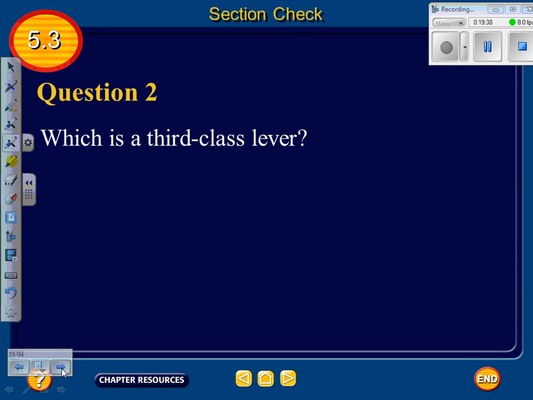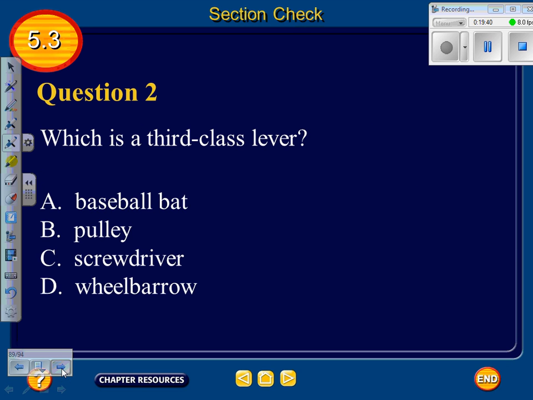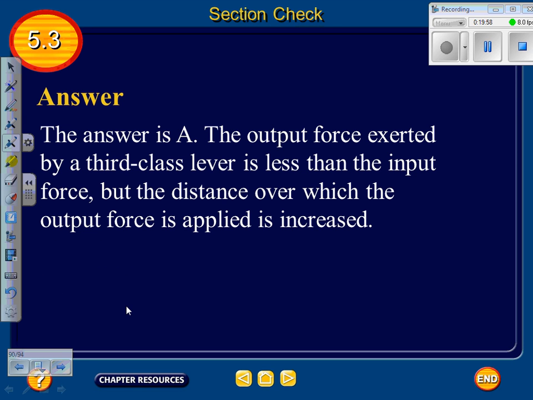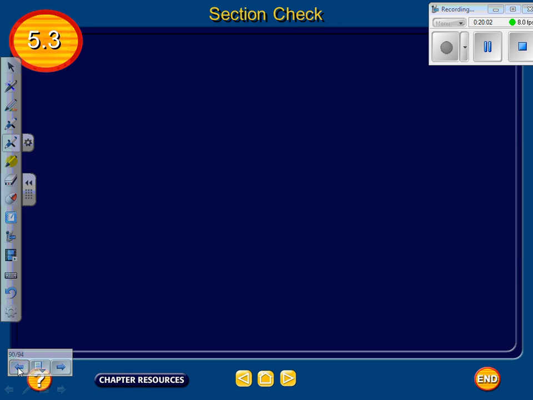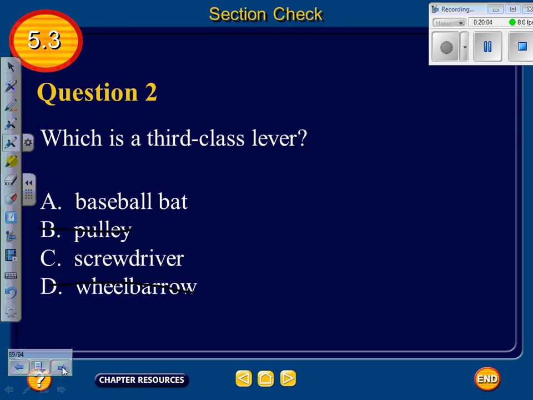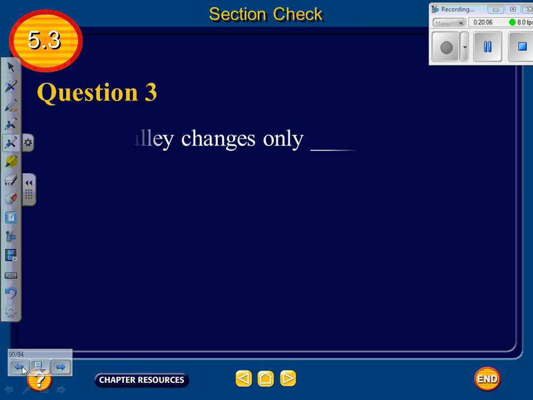Question 2, what's a third class lever? A baseball bat, a pulley, a screwdriver, or a wheelbarrow? Well, we know that a pulley is a modified first class, and a wheelbarrow is a second class, so we've got to decide between a baseball bat and a screwdriver. The answer is letter A. And go back and show you what choice A was. Choice A is a baseball bat. Oops.